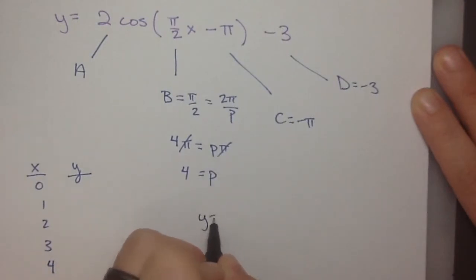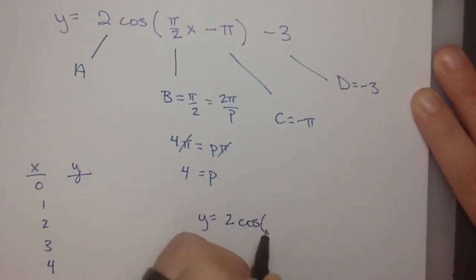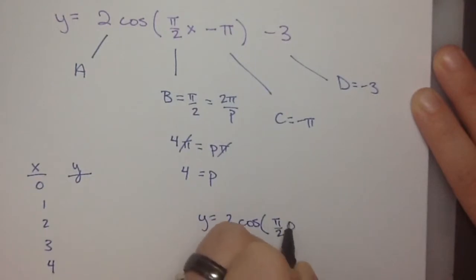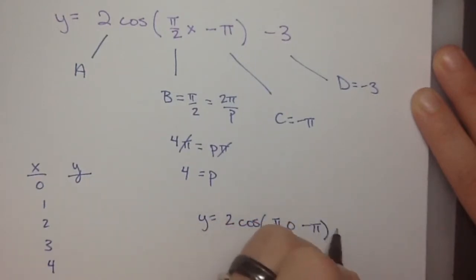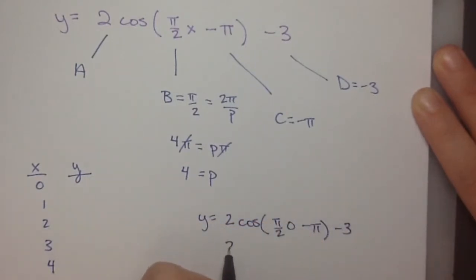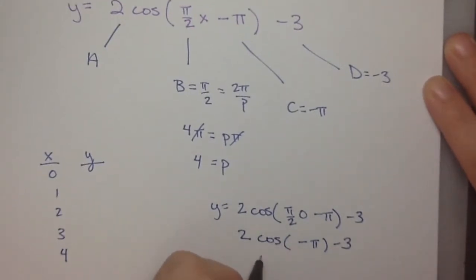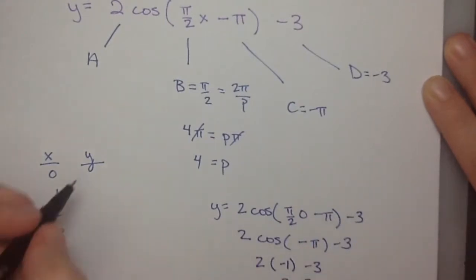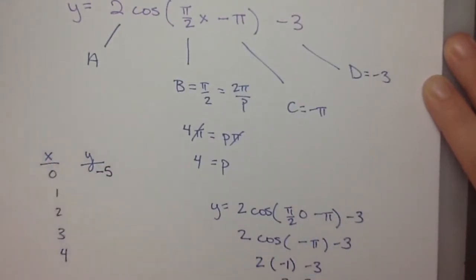we've got y equals 2 cosine of pi over 2 times 0 minus pi minus 3. So that's 2 times the cosine of negative pi minus 3. The cosine of negative pi is negative 1. So we have 2 times negative 1 minus 3. So that's negative 2 minus 3, which is negative 5. So y here is negative 5.